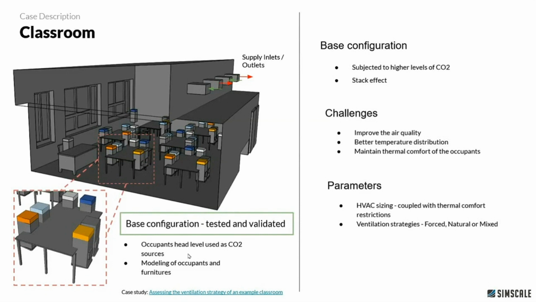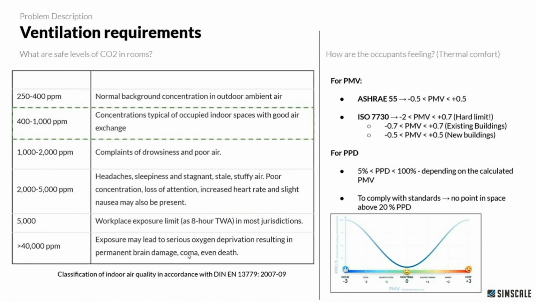We can also play a little bit with the ventilation strategies. What it means is that we can use forced ventilation to tackle these challenges, or use a mixed mode, a combination of forced and natural ventilation, to tackle a particular scenario. Before getting into the actual optimization loop, we can take a look at the ventilation requirements, as we mentioned before. There are two major requirements that we need to satisfy moving ahead with the optimization.